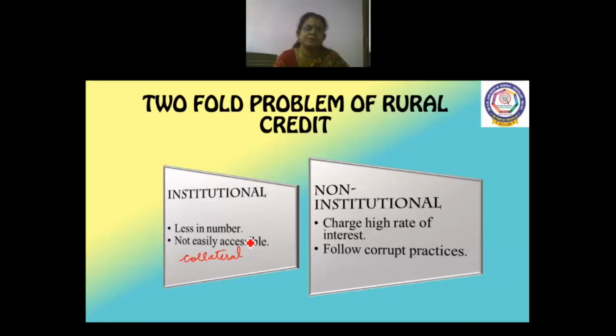But it is better for a farmer to borrow money from institutional sources of credit as the rate of interest is low and reasonable. Non-institutional sources of credit charge a high rate of interest and they follow corrupt practices in such a way that they exploit the farmers. These non-institutional sources exploit the farmers.